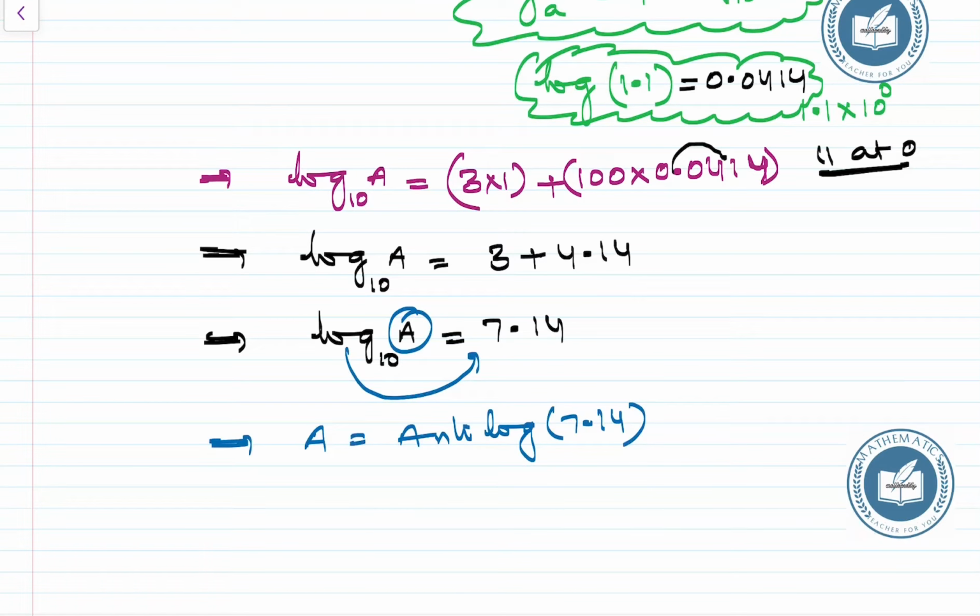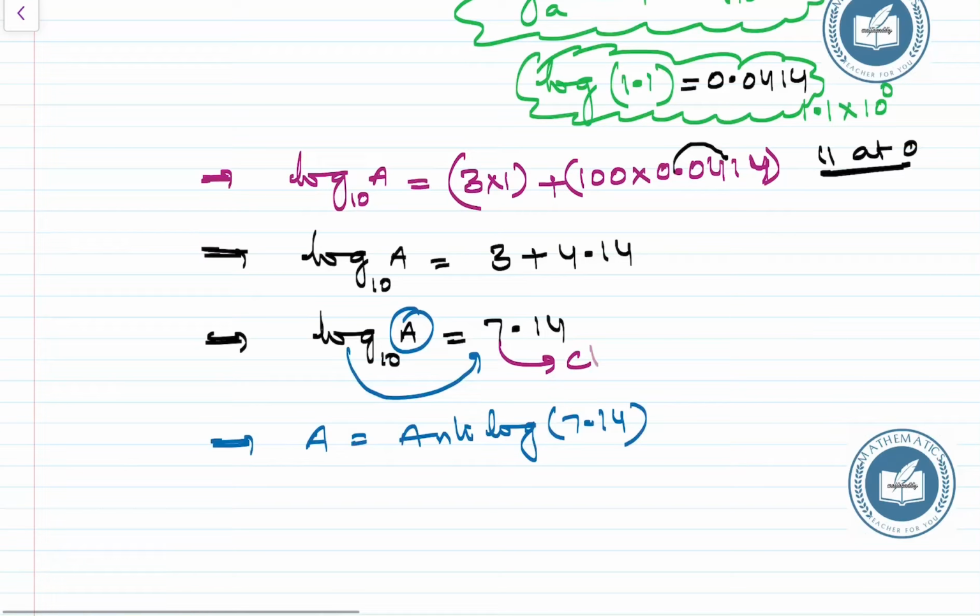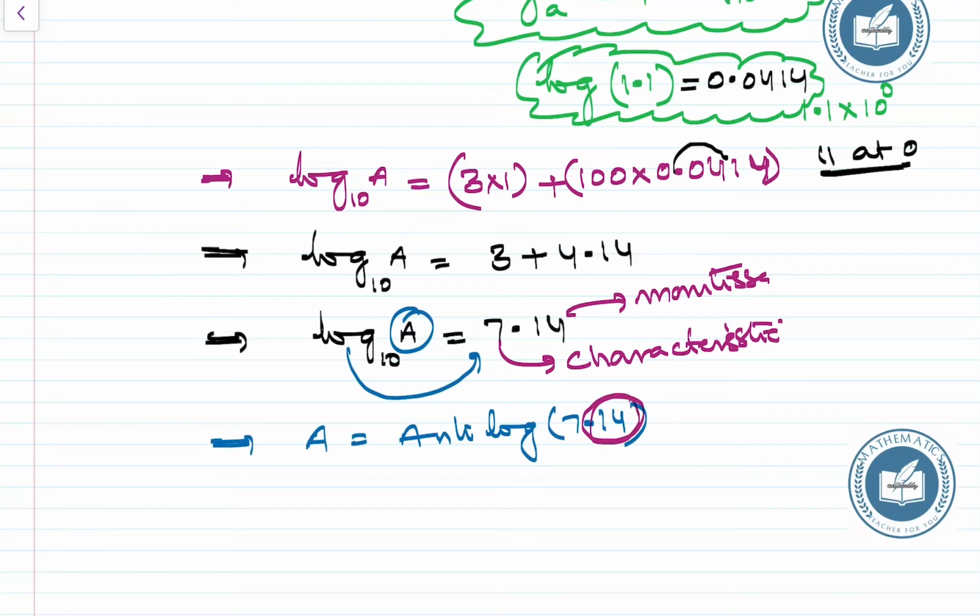This whole number part is called the characteristic, and this one is called the mantissa. So while we are finding the anti-logarithm of the number, we are only taking the mantissa into consideration. So what is the mantissa here? 0.14. So in the anti-logarithm table, we have to see 0.14 at 0.